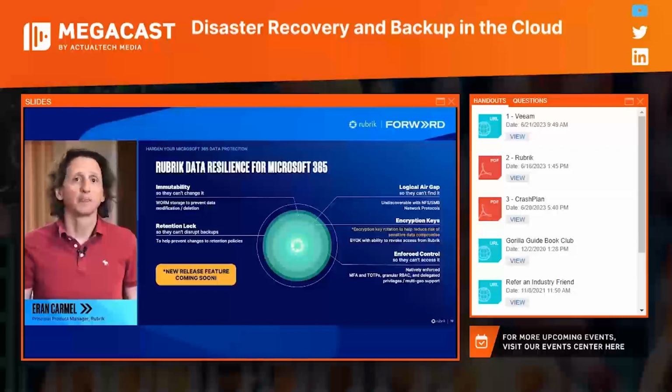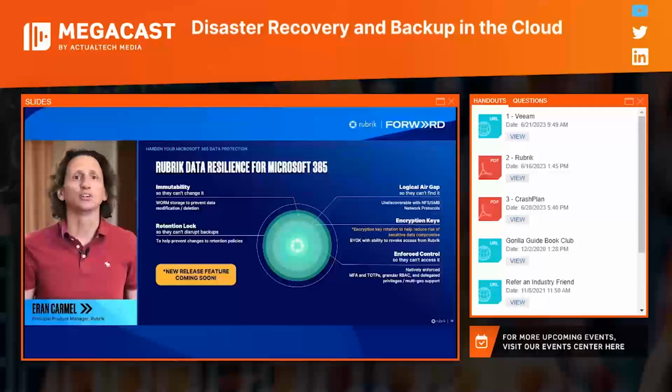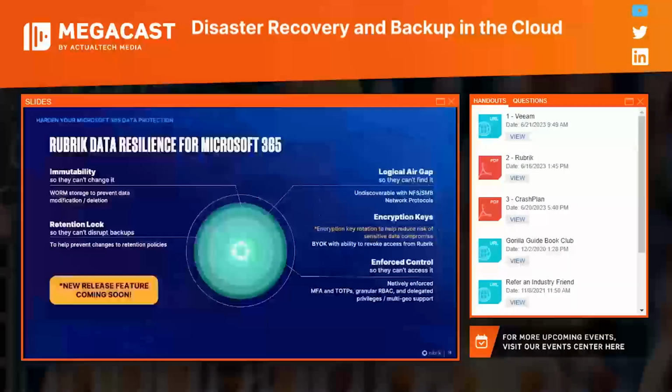immutability with worm storage to help further prevent data modification or deletion. We have retention locks, so no one person can change your SLA or delete the data. We have bring your own key to revoke access from Rubrik in case, for whatever reason, you suspect compromise. We have multi-geo support to help you meet GDPR and data locality regulations. And we have delegated permissions on top of existing RBAC controls to make things easy.